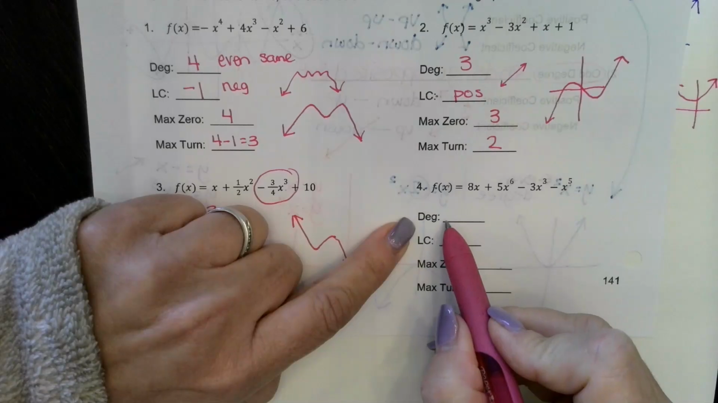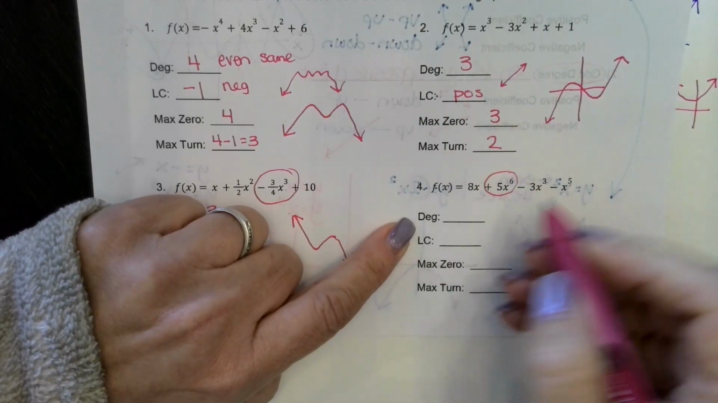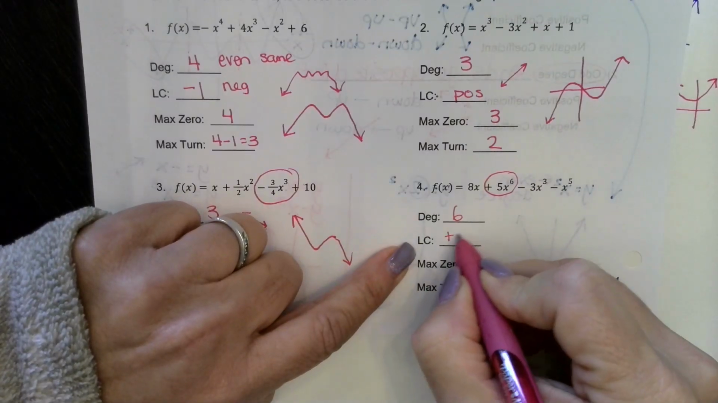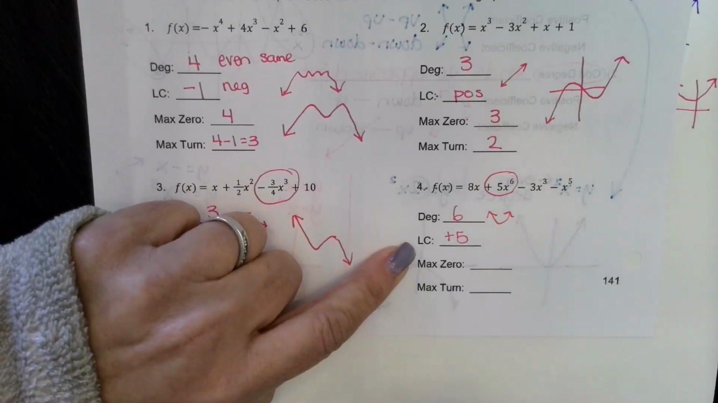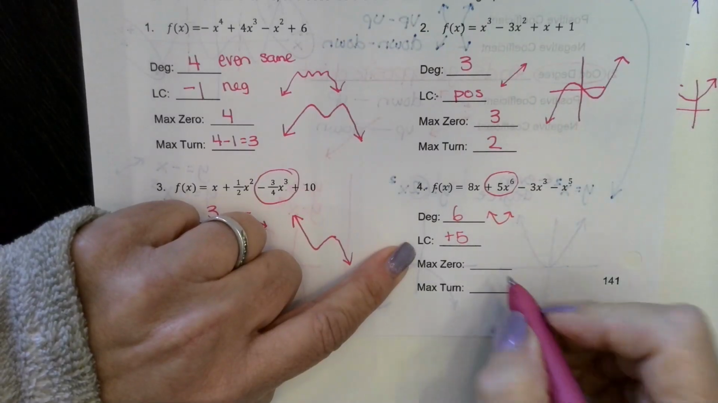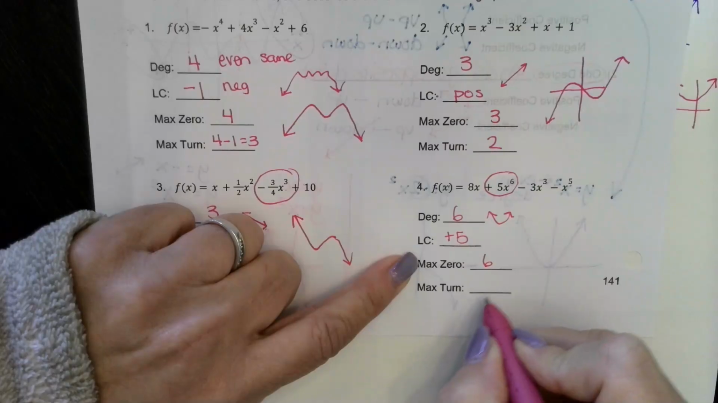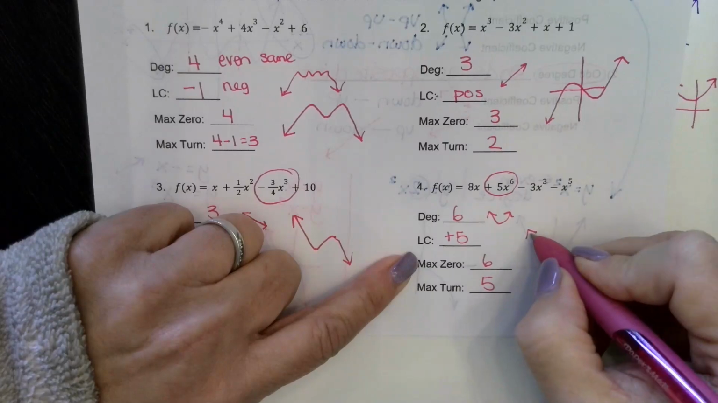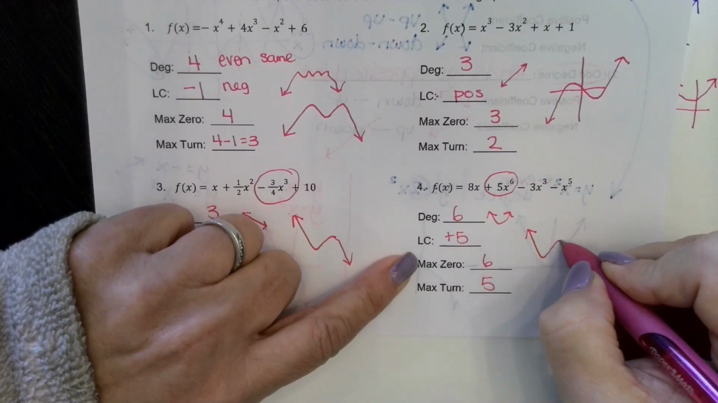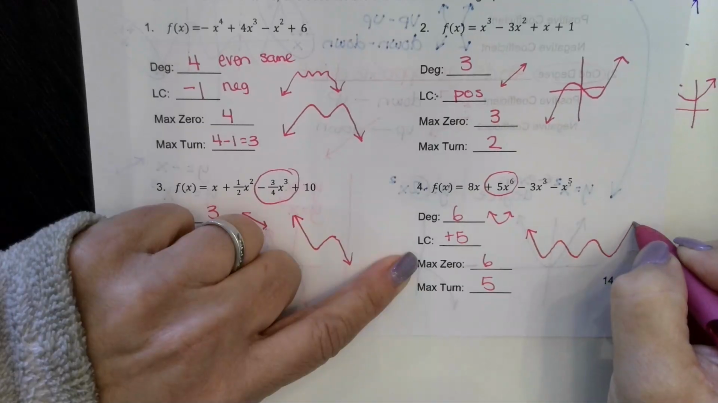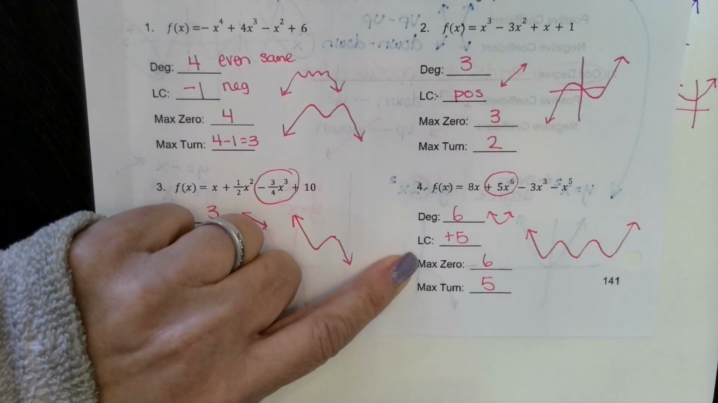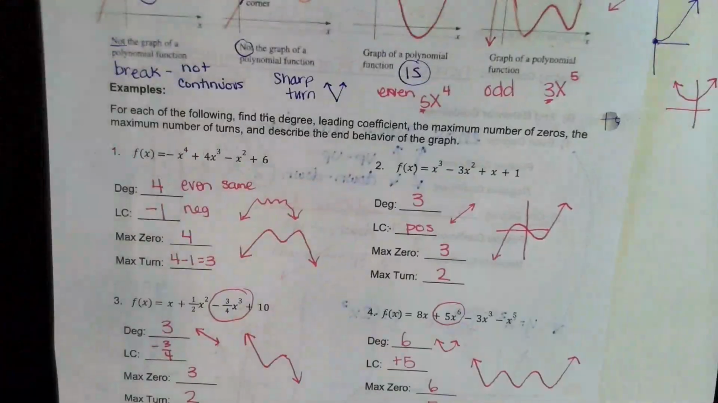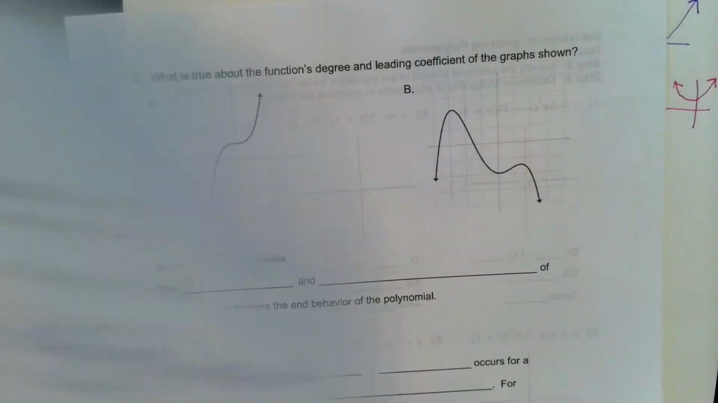So I look at my degree. It's going to be this one right here. So this is even. And this is a +5. So I know it's going to look like this. My maximum number of zeros is going to be 6. And my maximum number of turns is going to be 5. So if I start up here, I'm going to have 1, 2, 3, 4, 5. Something that's going to look like that. Okay? All right, so let's go into this next page.